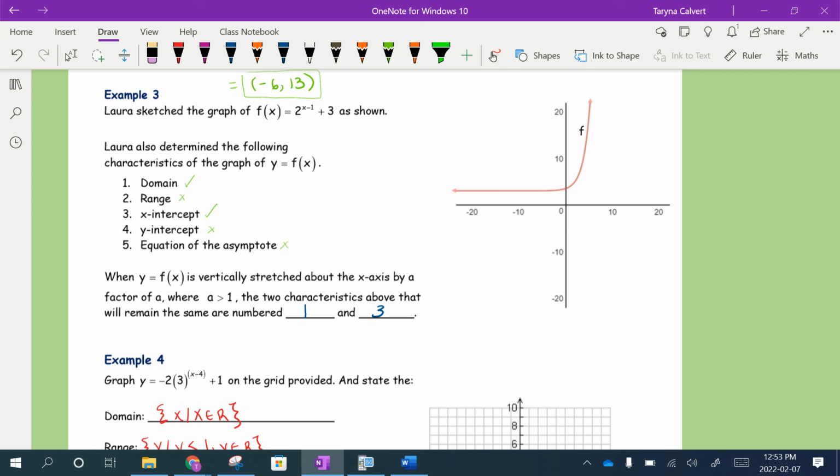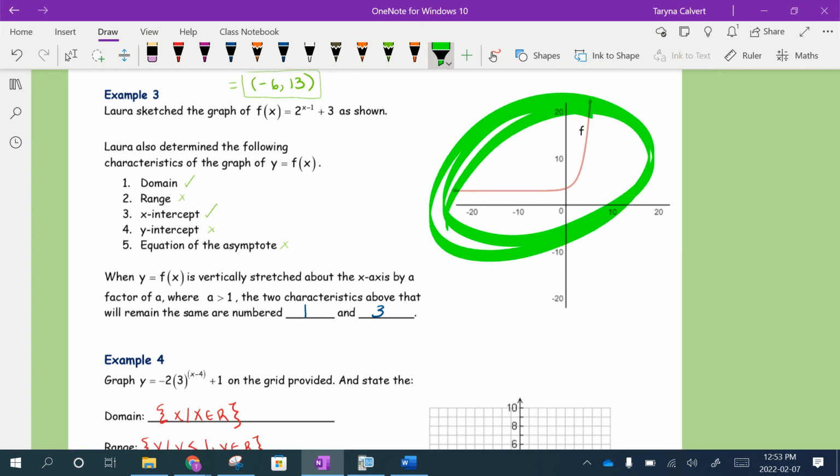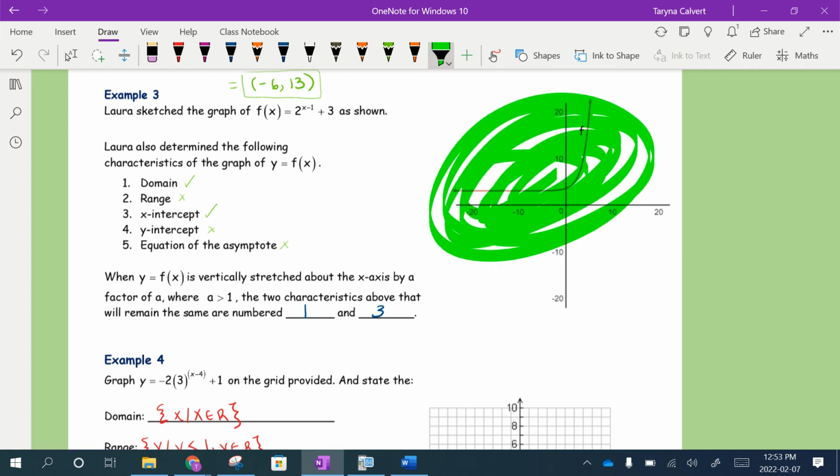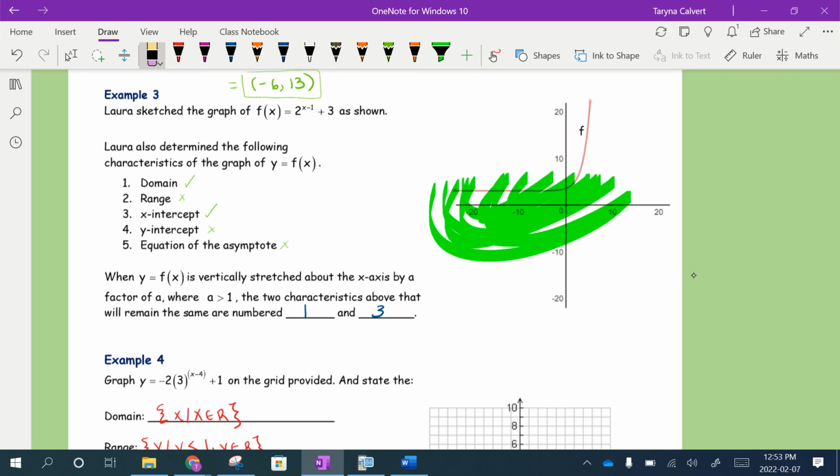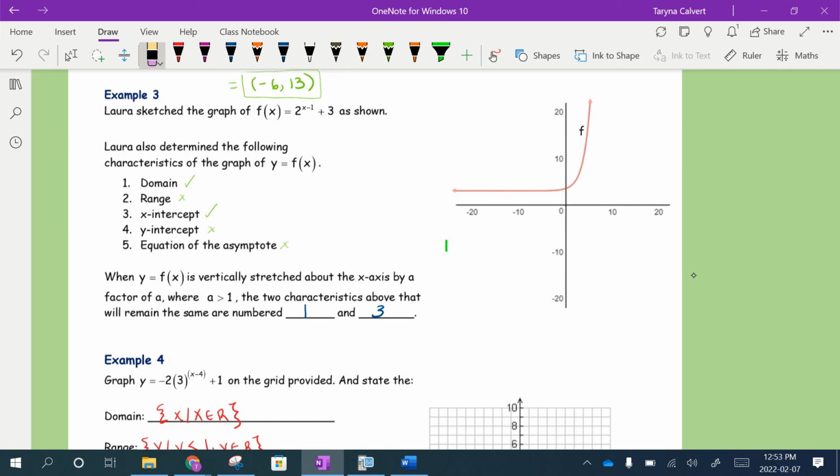So if we vertically stretch this graph, that is not going to affect the domain, right? It's still going to go forever left. It's still going to go forever right. That has no effect on covering all the x-axis numbers. But it definitely will affect the range. Because again, guys, you don't know what the number is, but you know that right now, this little guy here is at 3. So if I vertically stretch that, that whole thing is going to go up.